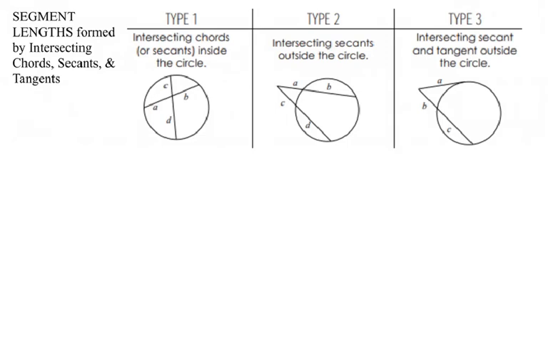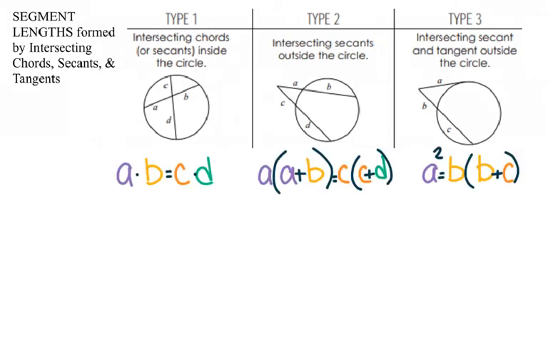Alright, and then one last thing we're going to look at. These are segment lengths formed by intersecting chords, secants, and tangents. So I'm going to go ahead and write the formulas out, and then we'll talk about them. Okay, so these are pretty annoying.